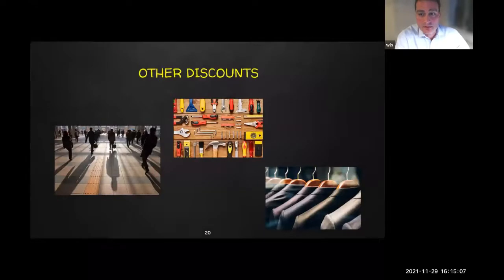So the final slide, I believe, before we move on to look at the case study, relates to other discounts. And other discounts usually involve travel expenses, uniform or clothing expenses, and occasionally tools and other items that the claimant might have needed to buy on a regular basis to perform their work. In terms of travel expenses, the high watermark for defendants is a case called Eagle and Chambers, where 15% was discounted.